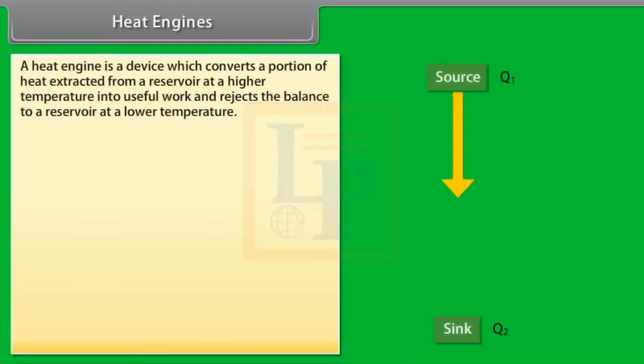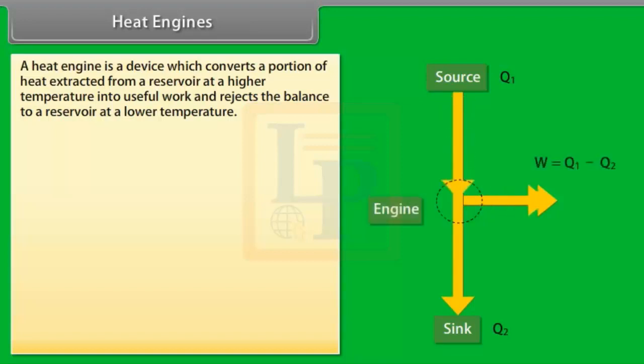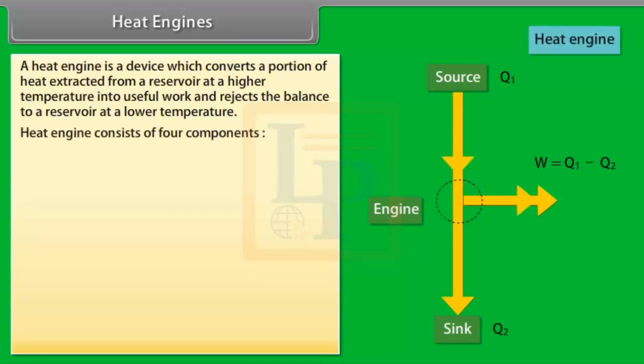Heat engines. A heat engine is a device which converts a portion of heat extracted from a reservoir at a high temperature into useful work done and rejects the balance to a reservoir at a lower temperature. Heat engines consist of four components.